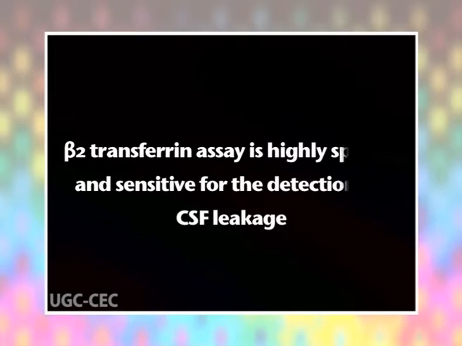More sophisticated markers such as oligoclonal bands are characteristic of an ongoing inflammatory condition, for example multiple sclerosis. A beta-2 transferrin assay is highly specific and sensitive for the detection of cerebrospinal fluid leakage.